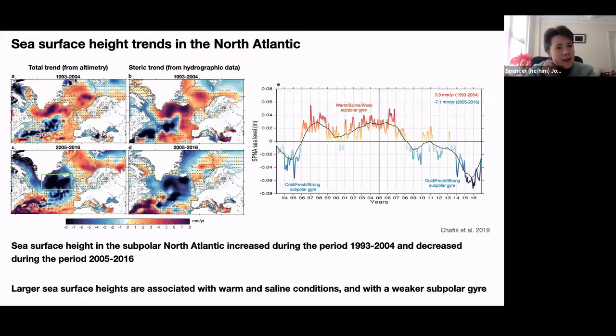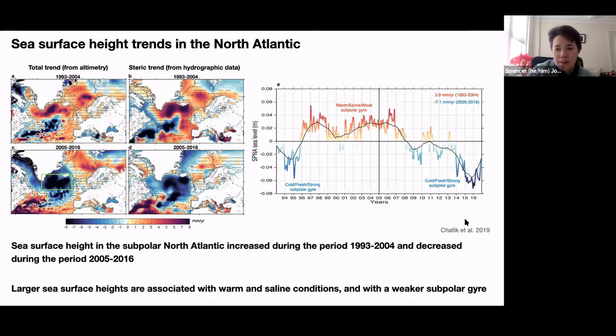So this is the motivation for why we care about this. If you look at sea surface height trends in the subpolar North Atlantic, you'll see that from altimetry between 1993 and 2004, there was an increase in sea surface height over that period. And then there was a reduction in sea surface height in the period 2005 to 2016.